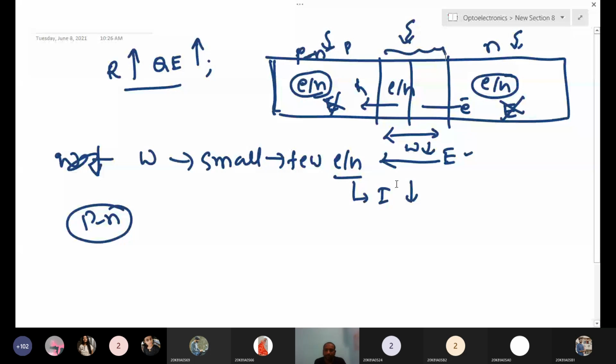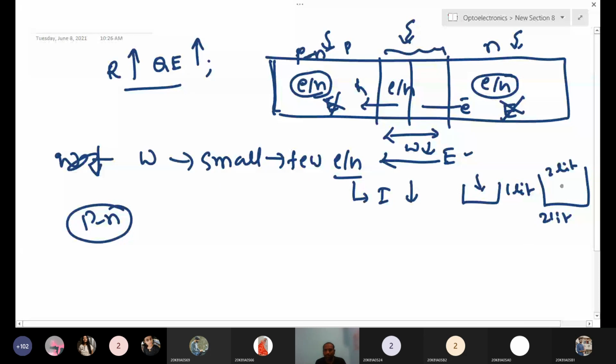Suppose you take a small bowl, a 1 liter bowl. Here you can pour only 1 liter of water. Suppose you take another bowl of 2 liters. You can fill 2 liters of water there. So if the area is large, you can pour more quantity. In the first case, the volume is very small, so you can pour less water. You got it, right?